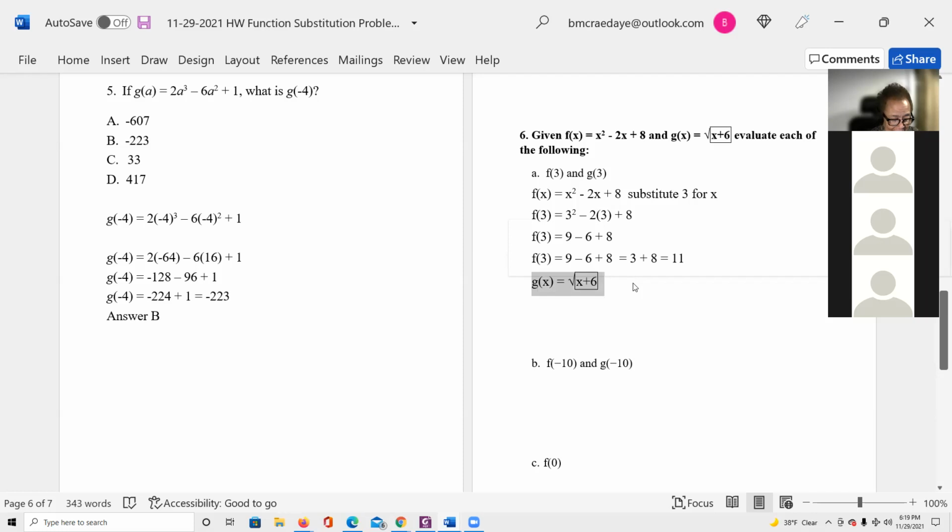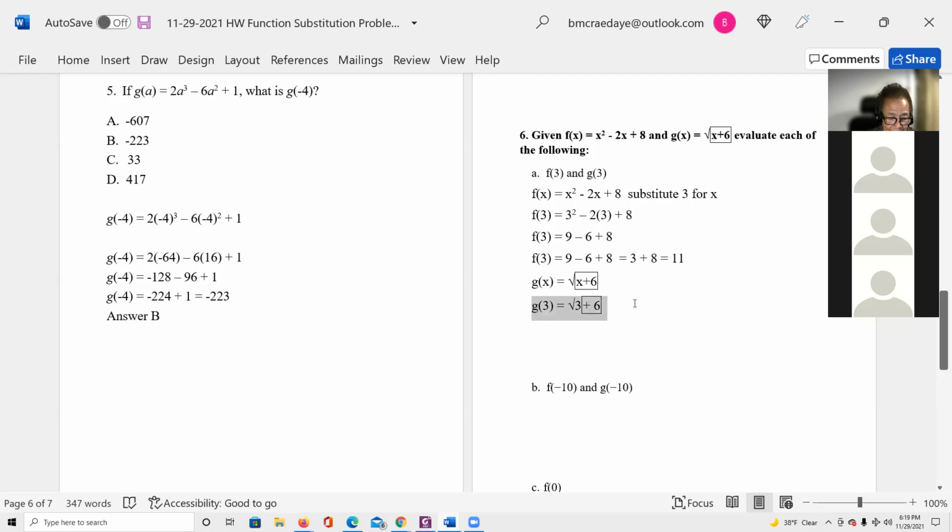So let me just copy this. And wherever I see an x, I want to put a 3. So let's just copy that. Okay, so that's g of 3. Let's put the 3 here, right? And underneath our radical for the x, we put a 3. Right? Yeah, that part I did, but what to do with it, I don't know. Okay, now you add the 3 and 6 and get 9.